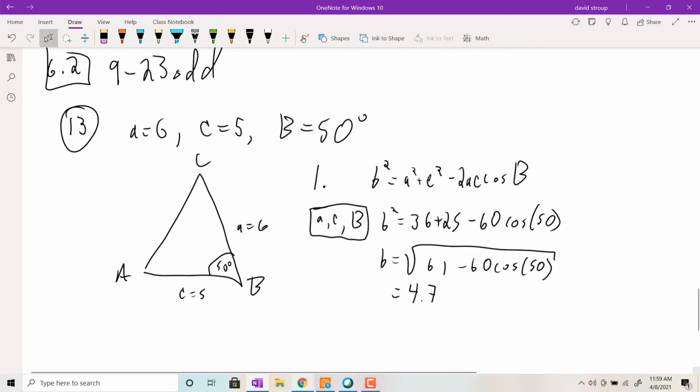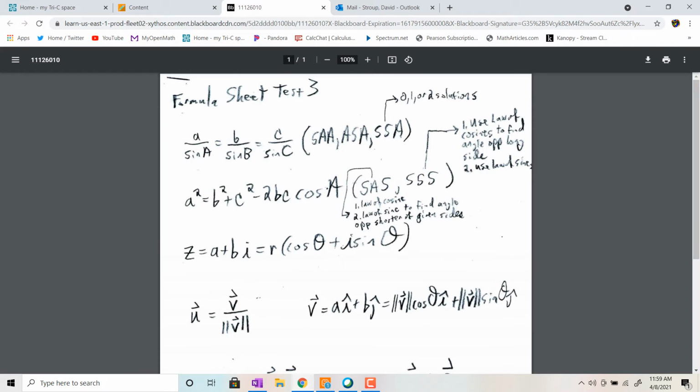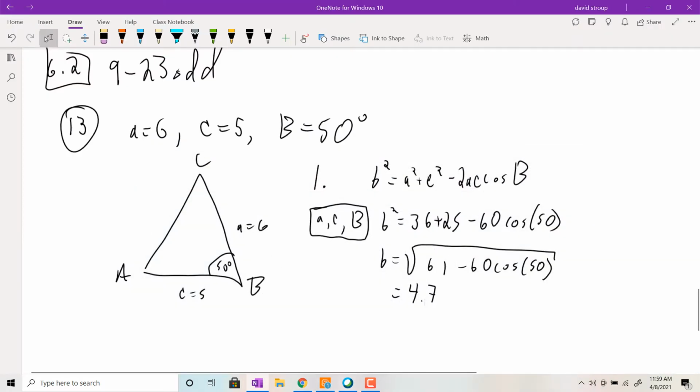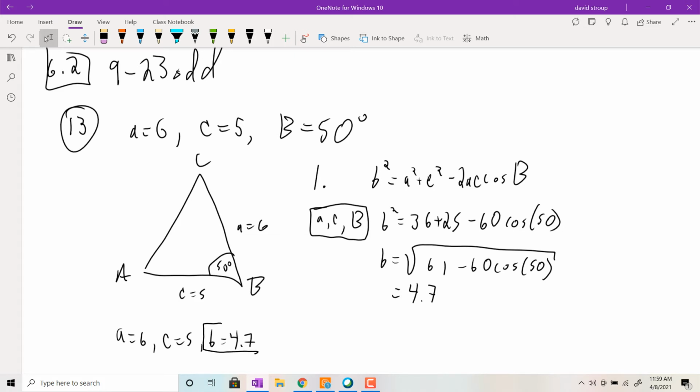Okay, let's go back to the formula sheet. So first do law of cosines, and secondly you do a law of sines to find the angle opposite the shorter of the given sides. So right now our sides are A is 6, C is 5, and then B is 4.7. The shorter of the given sides, you would think would be B, 4.7, but it's the given sides they're talking about. So you really don't even need to think about the side you just created.